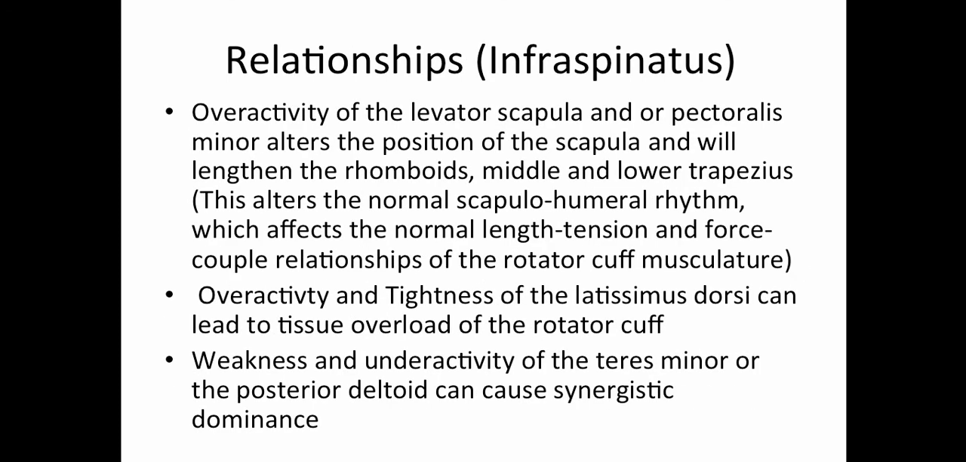Any overactivity of the infraspinatus and the levator scapula and/or pectoralis minor alters the position of the scapula and will lengthen the rhomboids and the middle and lower trapezius. This alters the normal scapulohumeral rhythm, which affects the normal length-tension and force couple relationships of the rotator cuff musculature.